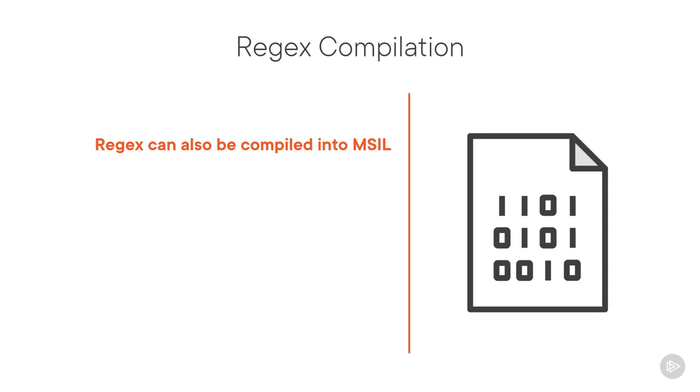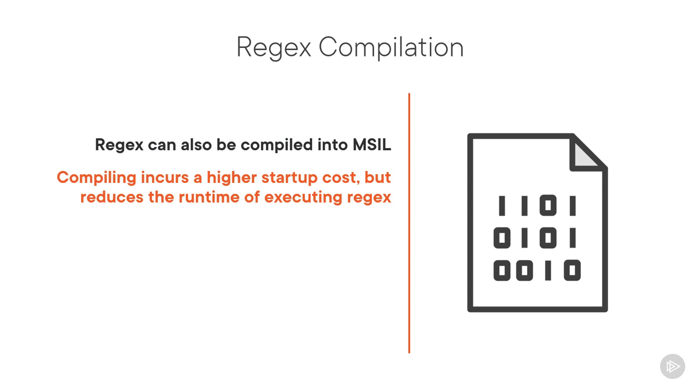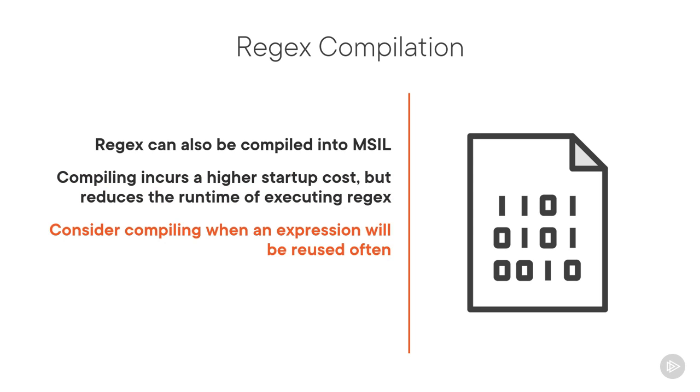Interpreted regular expressions reduce the startup time at the cost of slower execution time. Regular expressions may also be compiled directly into MSIL, the Microsoft Intermediate Language, at startup. Compiling expressions incurs a slightly higher startup cost, but it reduces the runtime cost of executing each match. Microsoft recommends using interpreted regex for infrequently used regular expressions. Compiling should then be considered when an expression will be reused against many different input strings. In such situations, we should ensure we reuse the same compiled regex instance.